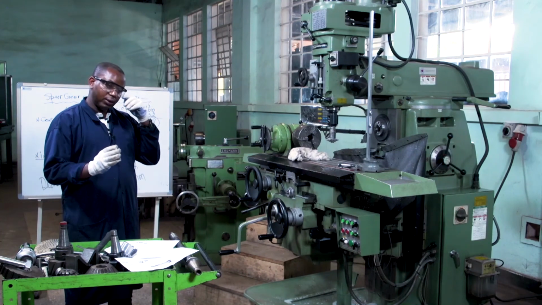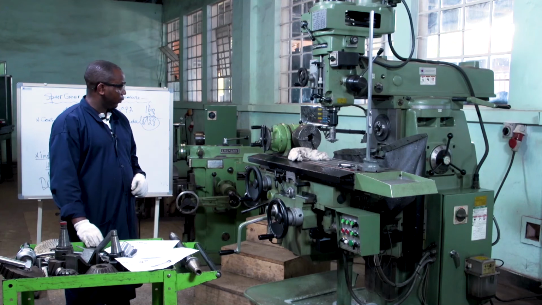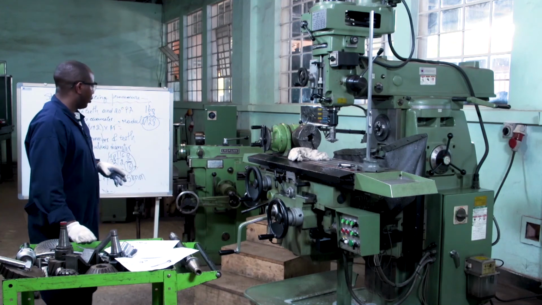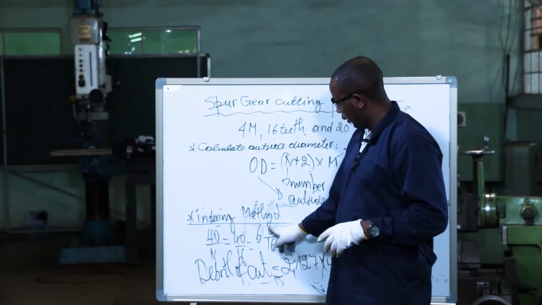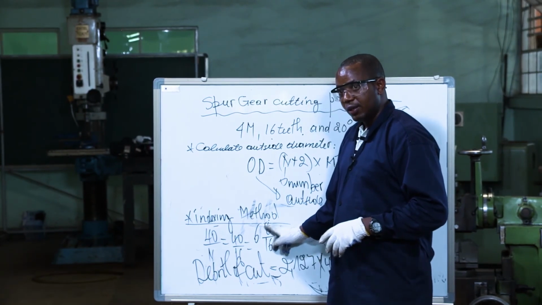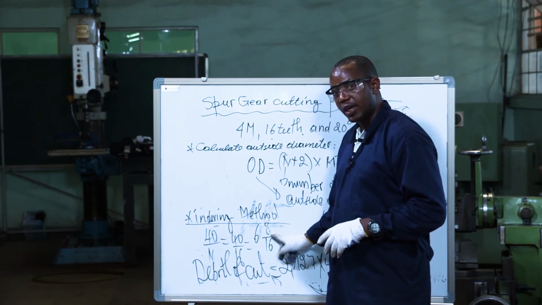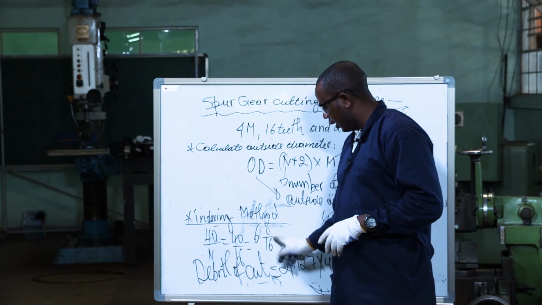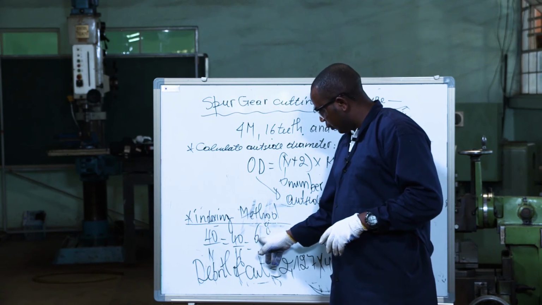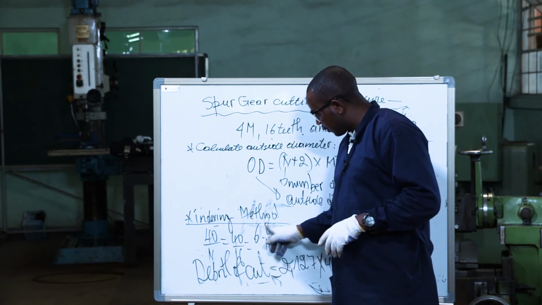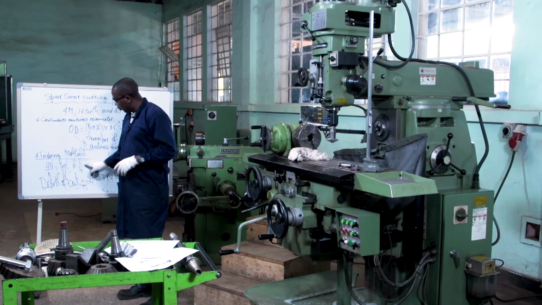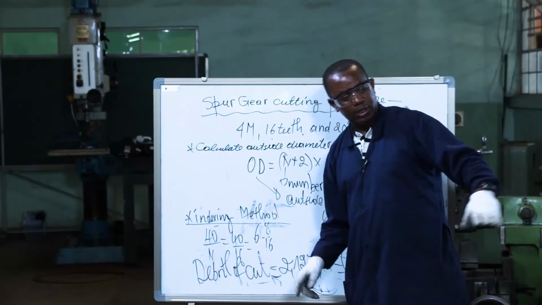The indexing plate is very important because if there is no indexing plate, we cannot account for those fractions. 8/16, how can you account for this fraction? The indexing plate is there to resolve this challenge. You can count 8 holes on this hole circle. How can you account for the 6 full turns of index crank plus 8 holes, means that there are no full turns here. It's a fraction of a turn. That's why the indexing plate is very important.